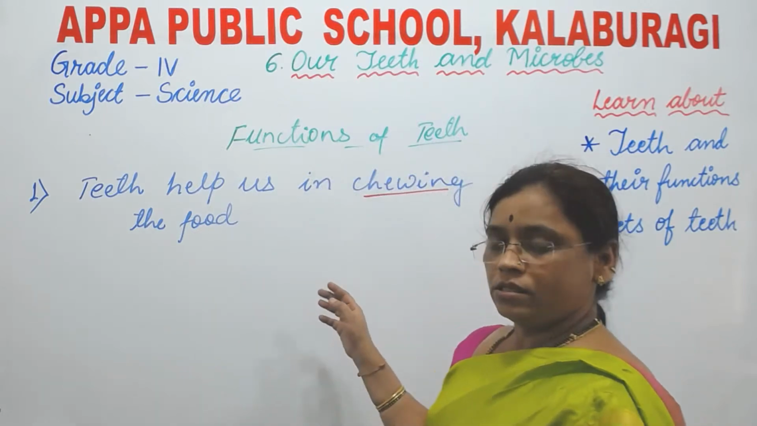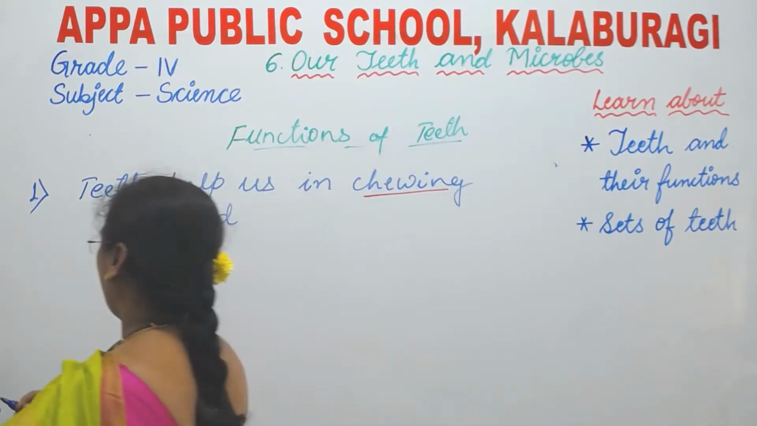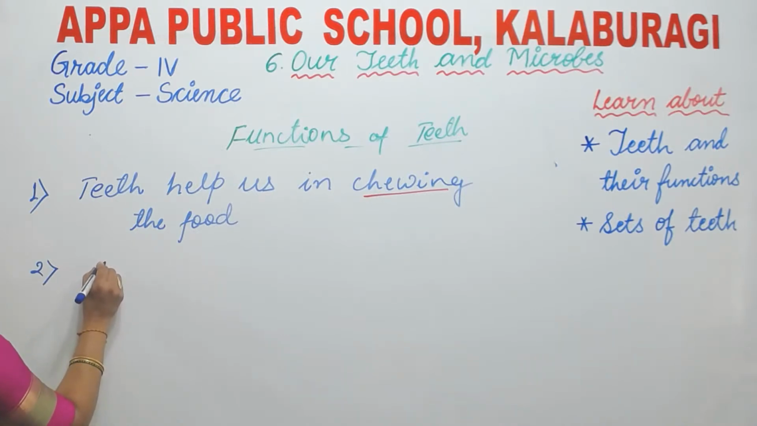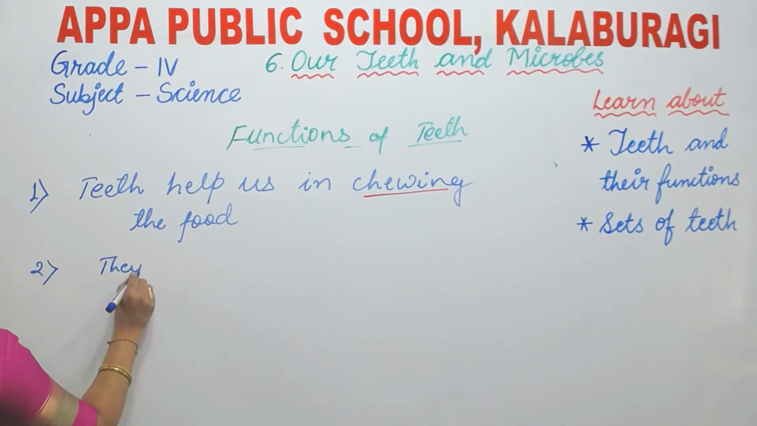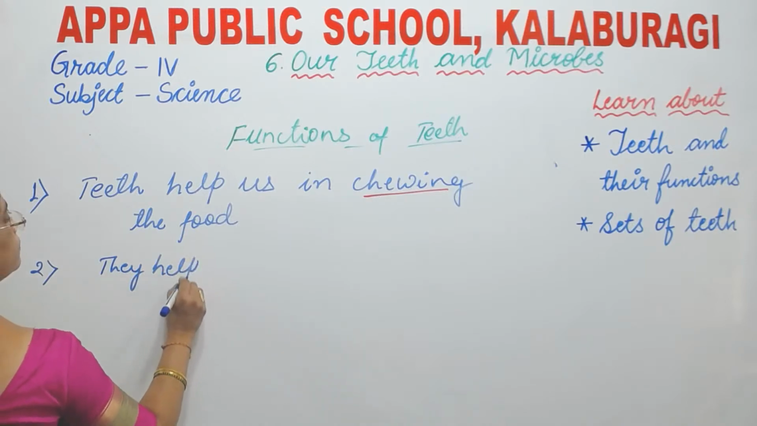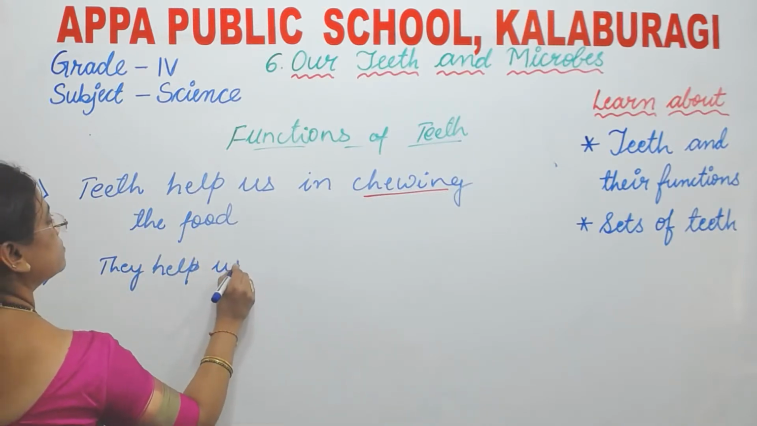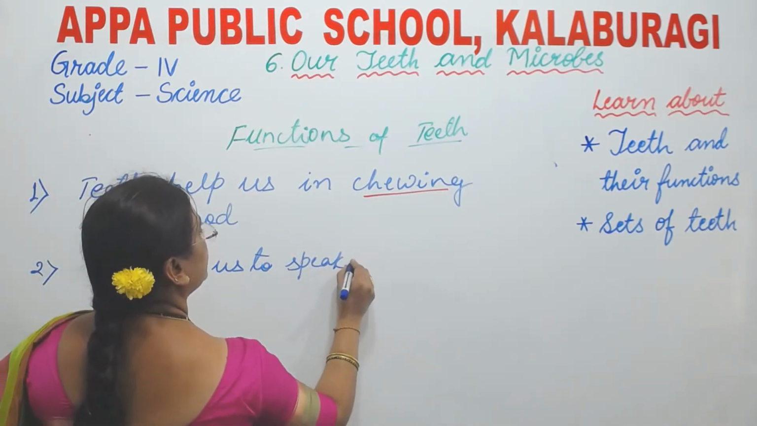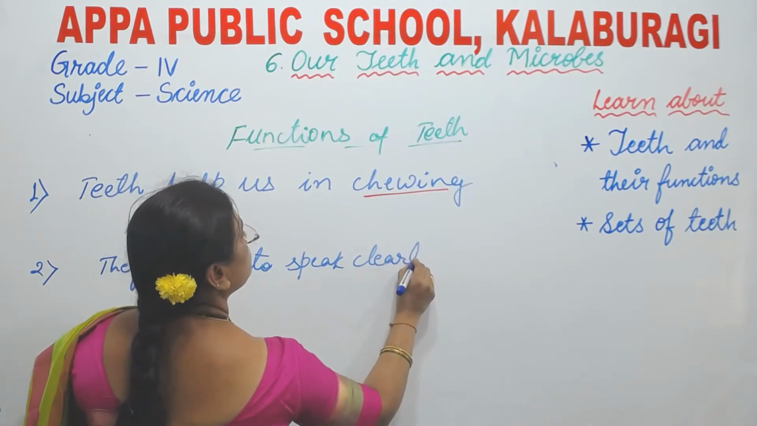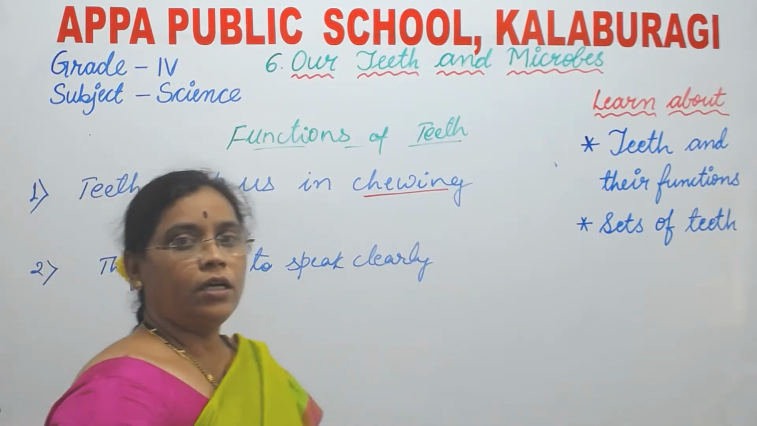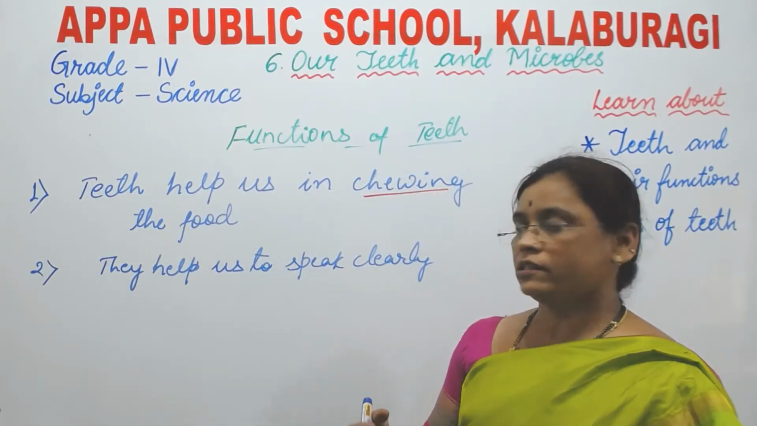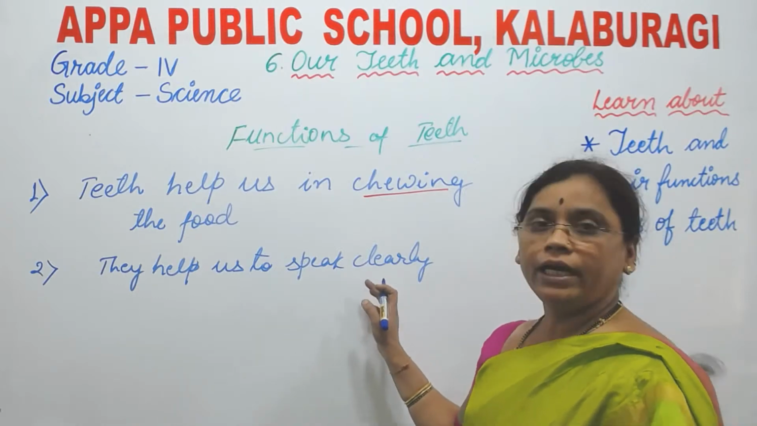Apart from this, the other functions of teeth are, second one is they help us to speak clearly. The teeth also help us to speak clearly. They help us in pronouncing the words to speak clearly.